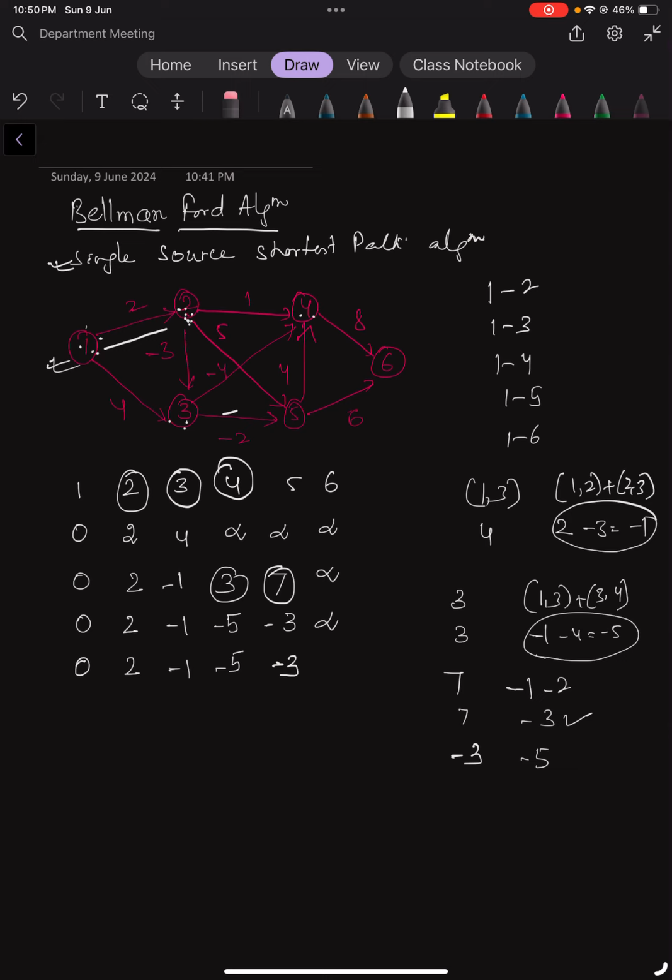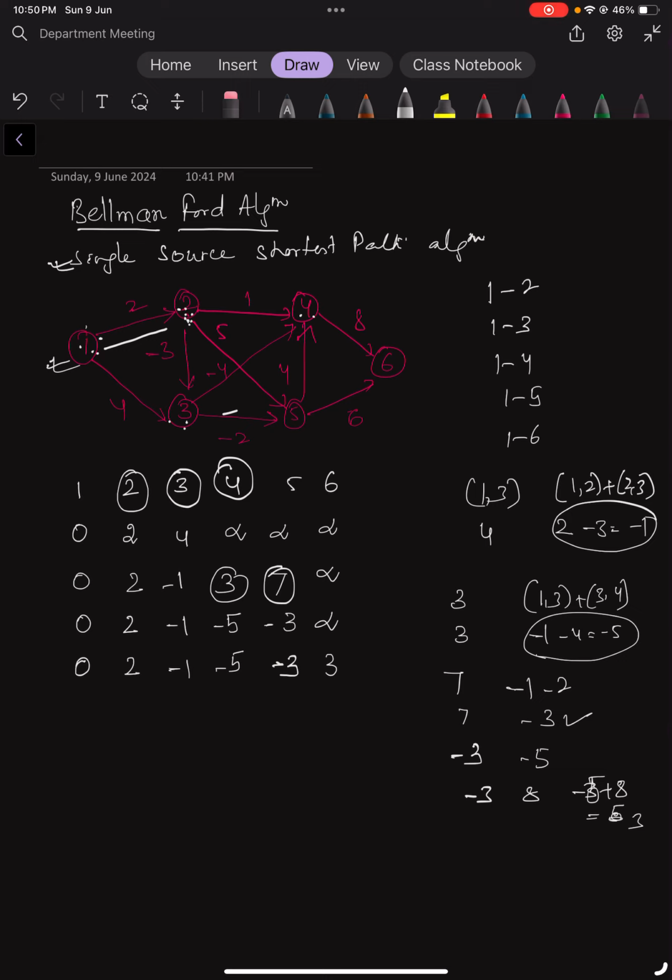1 to 4 it is minus 3, and 4 to 6 is 8. So minus 3 plus 8 is equal to 5. So we are going to update this. No, sorry, this is minus 5. Fourth is minus 5. Minus 5 plus 8, this is 3 only. So this is the distance. This is the final distance which we are going to get.